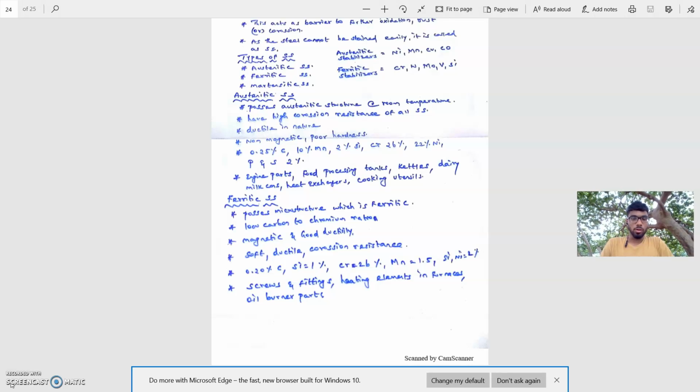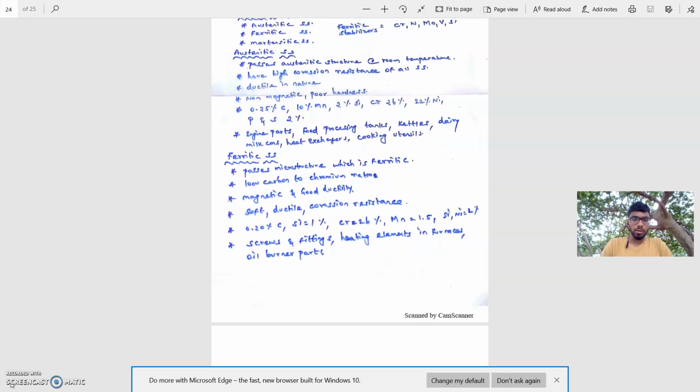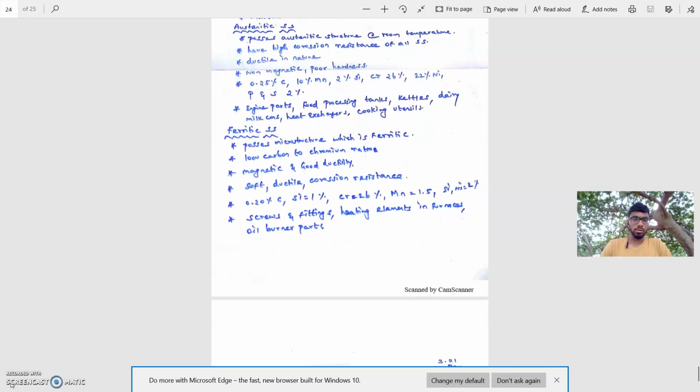It consists of 0.25% carbon, 10% manganese, 2% silicon, 26% chromium, and 22% nickel, and phosphorus and sulfur of 2%. Applications of austenitic stainless steel are engine parts, food processing, kettles, dairy milk pots, heat exchangers, cooking utensils.